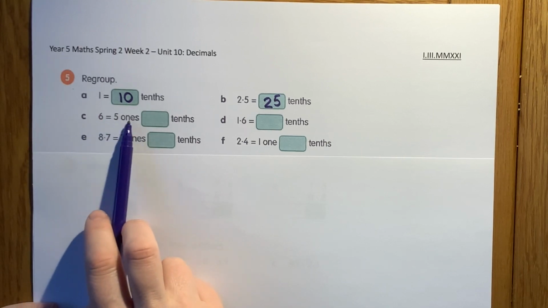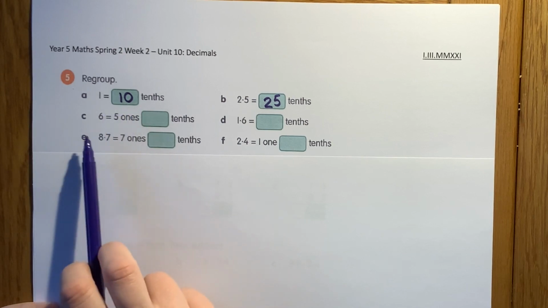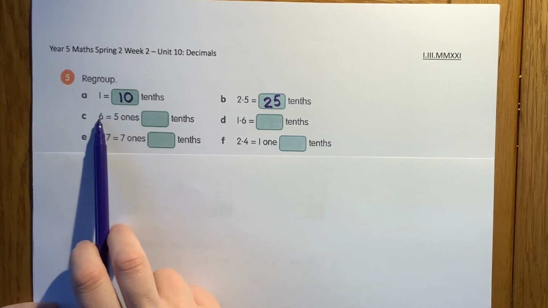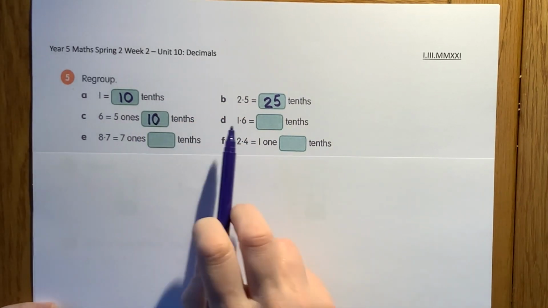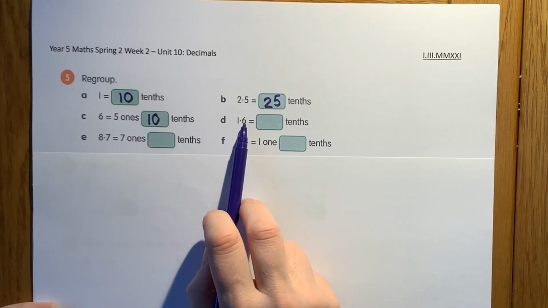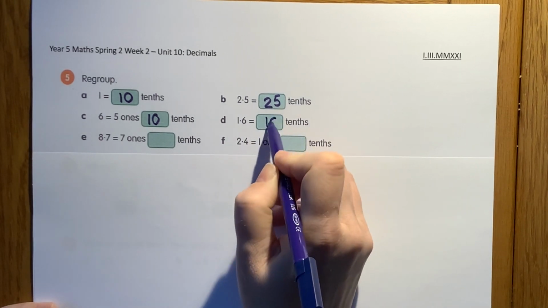Let's have a look at C. 6 is 5 ones and how many tenths? Well, if I've got 5 whole ones, I've got another whole one that needs to be turned into tenths. We know that's 10 tenths. Let's have a look at D. 1.6, 1 whole one is 10 tenths. Add those 6 tenths gives us 16 tenths.